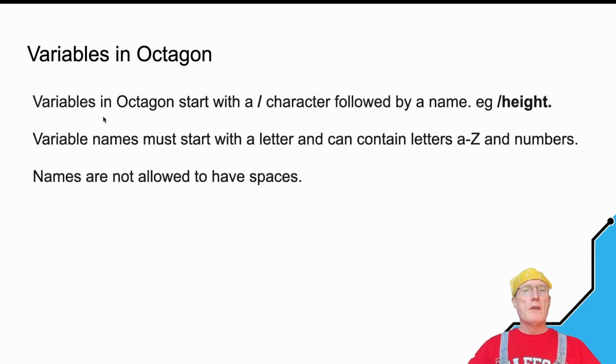In Octagon, variables start with a slash character followed by a name, which is the name of the variable. So for example, slash height is a variable called height. And variable names must start with a letter, and they can contain basically letters from A to Z and numbers. And finally, variable names are not allowed to have spaces, so you can't put spaces in the name of a variable.